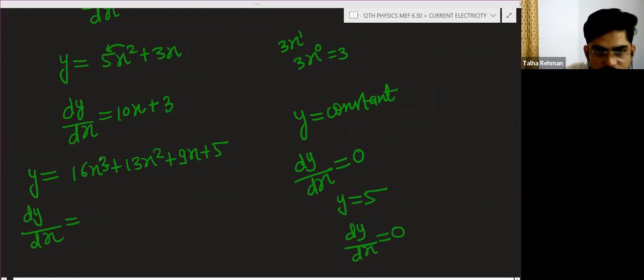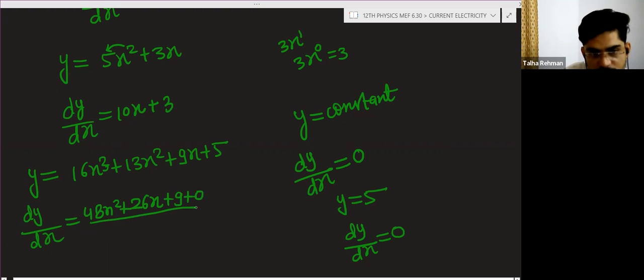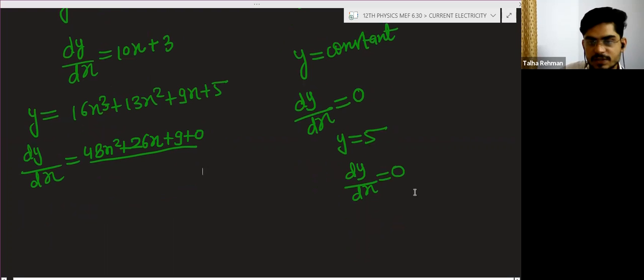This is 16 and we will multiply this by 3 here. This will be 48x square. This will become 26x. This will become 9 and this will become 0. So our answer is this. Now finally I am changing the variable.